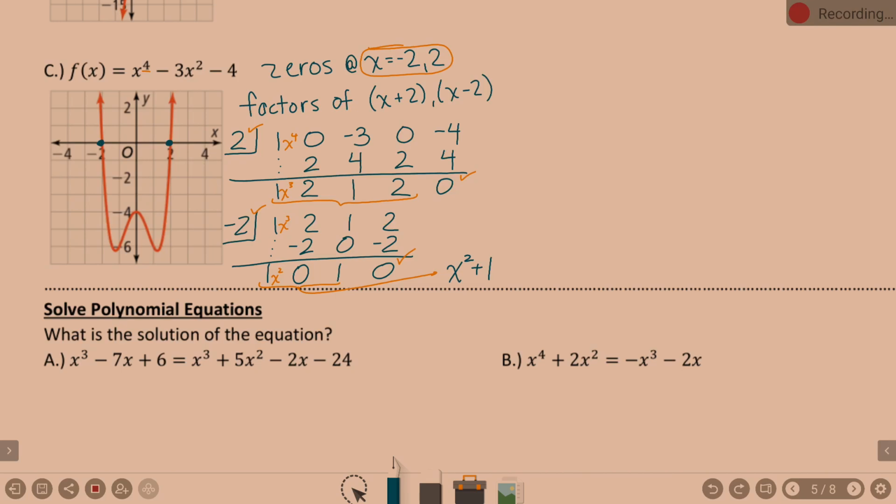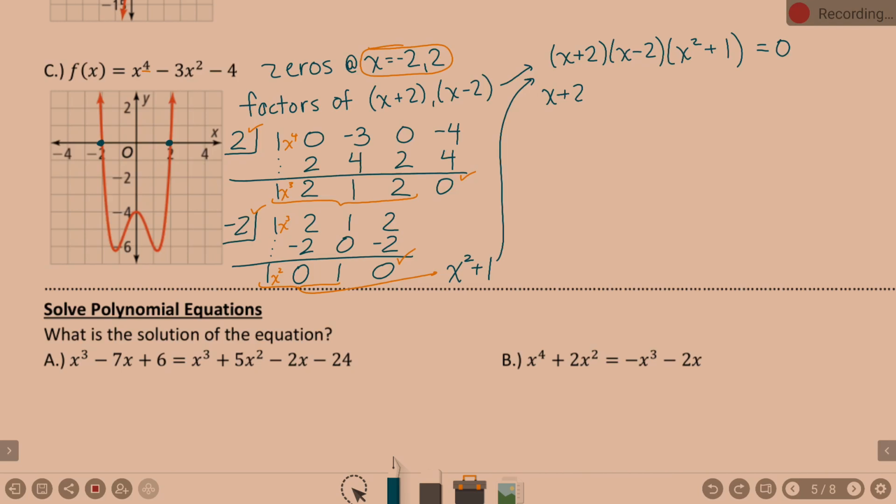Okay? So let's look at what factors we have. We already had the factors of x plus 2 and x minus 2. And what's the other factor we just came up with? X squared plus 1. Okay. The x squared plus 1 is the one we need to worry about, right? We know what's going to happen with the x plus 2 and x minus 2. We already have those answers.